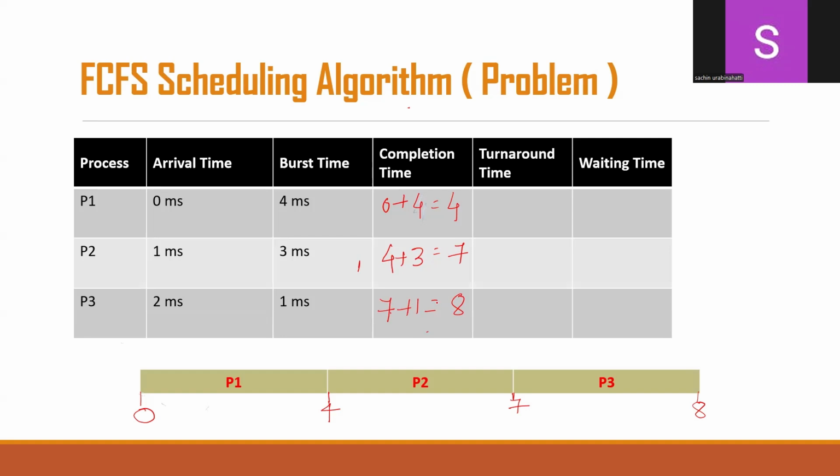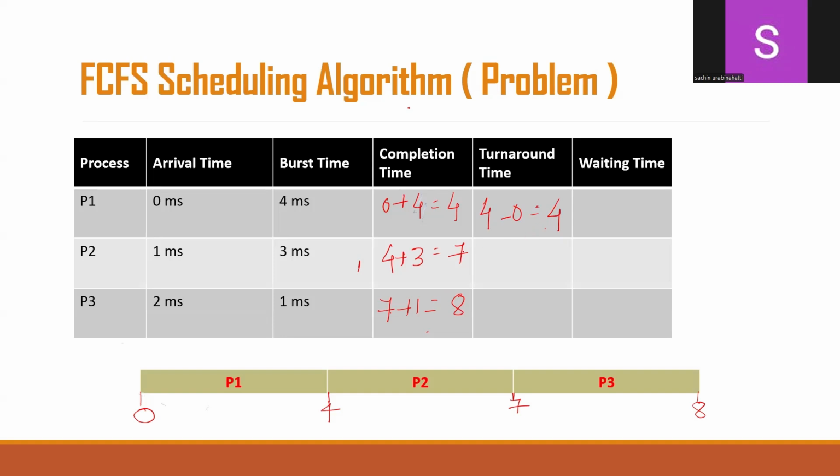Now let us move to the turnaround time. How to calculate the turnaround time? If you know the completion time and the arrival time, you can easily calculate it. The turnaround time formula is completion time minus arrival time. The completion time of process P1 is 4, and the arrival time is 0. So the turnaround time is 4 minus 0, which is 4.